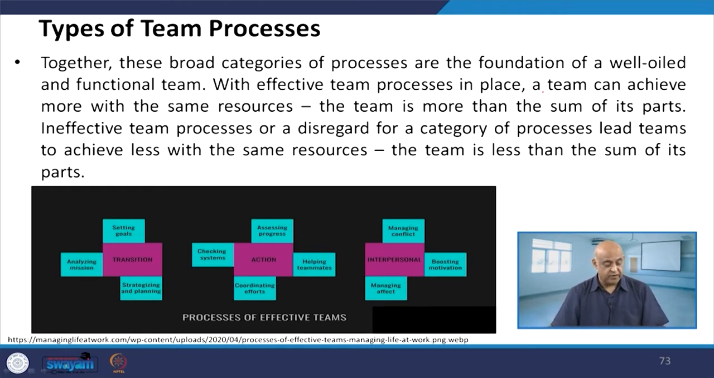So here we talk about, for example, the transition: setting goals, analyzing missions, and strategy and planning. Whenever we are talking about the action, it is assessing progress and checking systems. These are the processes of effective teams, and also coordinating efforts and helping teammates. Whenever we are talking about the interpersonal, it is managing conflict, managing affect, and boosting motivation. So these will be the different processes, that is transition, action, and interpersonal, and that will be affecting our overall team processes. So if you want to go for effective overall team processes, we have to focus on these dimensions, and in these dimensions ultimately we will be able to give the results.